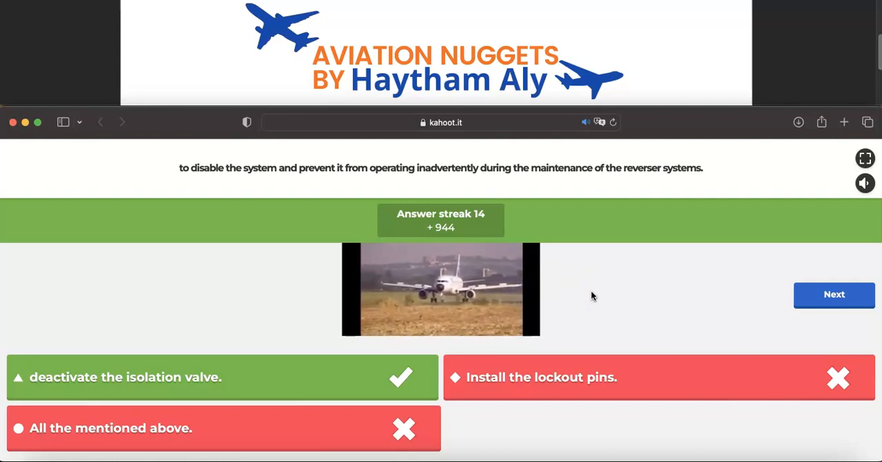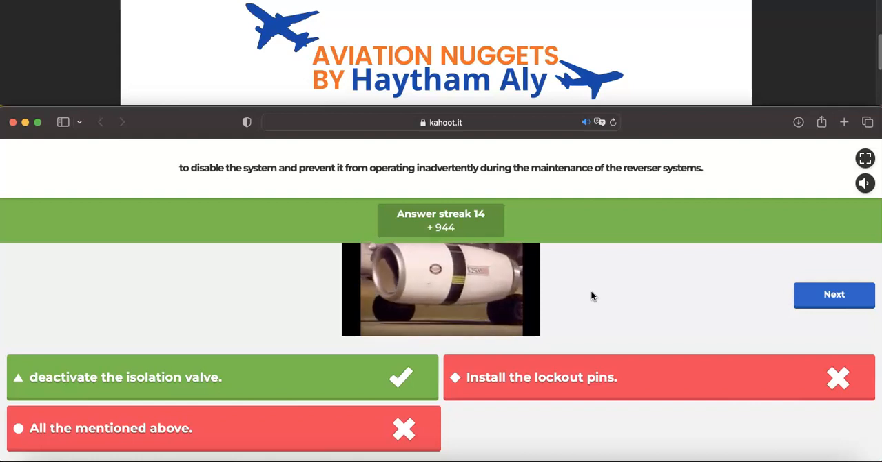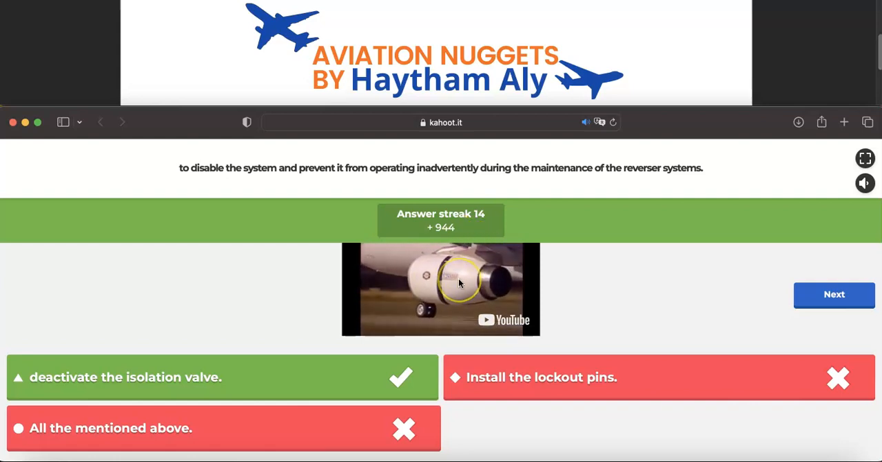So as you can see here, this is a video of an aircraft landing and the thrust reverser is operating now. Conditions must be satisfied: aircraft on ground, landing gear compressed, spoilers extended, ground spoilers. So now the thrust reverser can be operated. It is a translating sleeve for the V2500 engine.